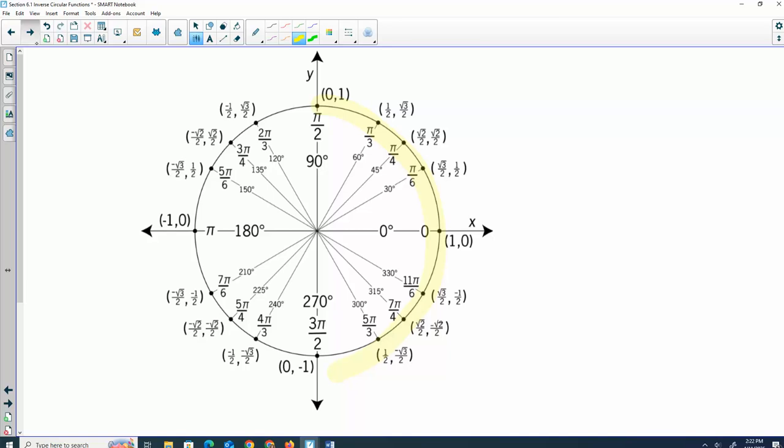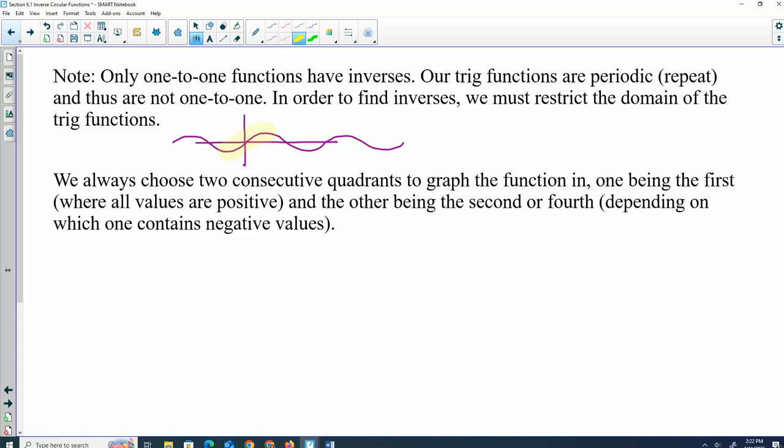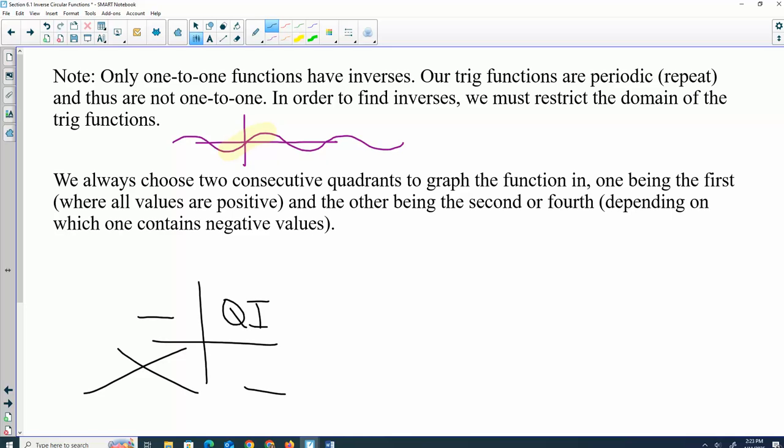When I say consecutive, that means I'll always do quadrant 1, because quadrant 1 would give me the portion that's positive for every single trig function. And then I'll either do quadrant 2 or quadrant 4, because those touch quadrant 1. We will never use quadrant 3 when we're doing inverses. And we'll decide if we're doing quadrant 2 or 4 based on the trig function itself.